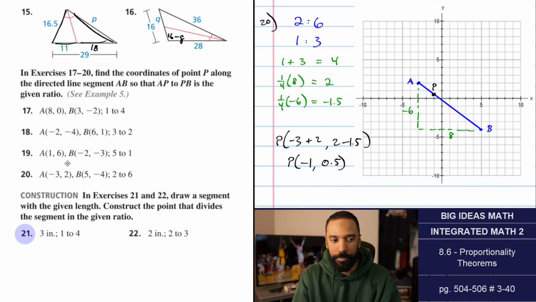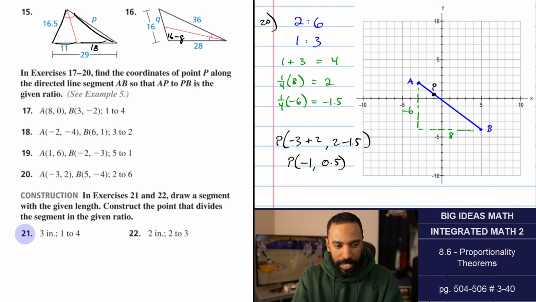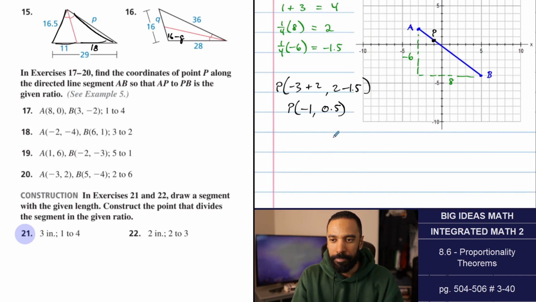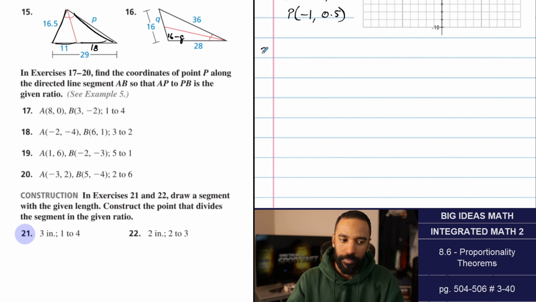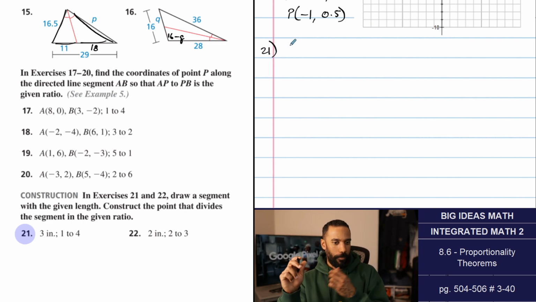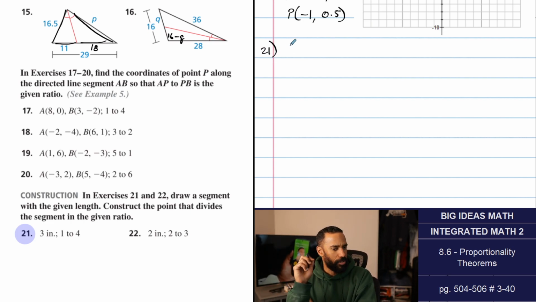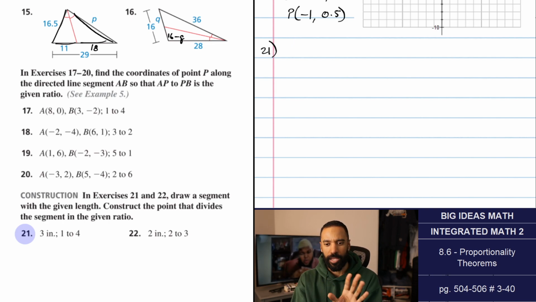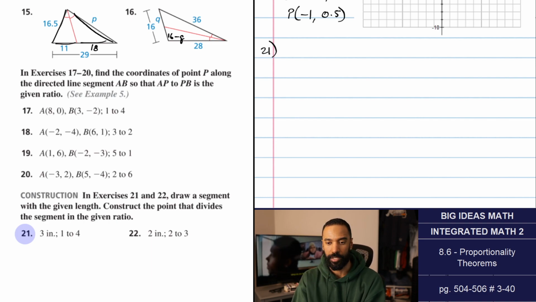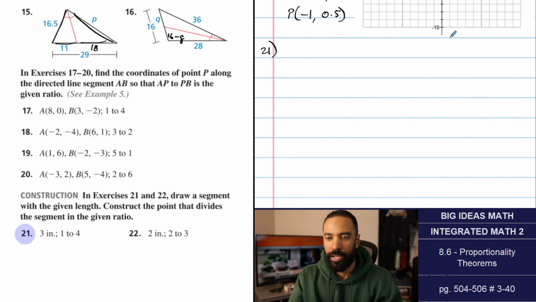on this set here. In 21 and 22, draw a segment with the given length. Construct the point that divides the segment to the given ratio. Maybe I should have looked closer at what they said in the lecture, because I didn't notice that they mentioned a length before. Let me pause. I'm going to pause this and see where they mentioned length on their own compass construction. Give me 1 second. Okay, I just checked it quickly.